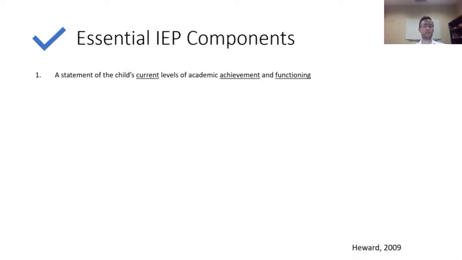The first is a statement of the child's current levels of academic achievement and functioning. Academically, what is the child able to do? What have they demonstrated they can do? And in terms of functioning, we're talking about also functional life skills and self-care, social skills, and so forth.